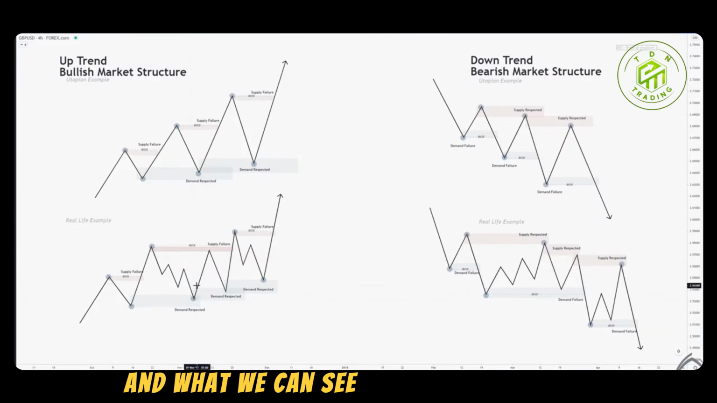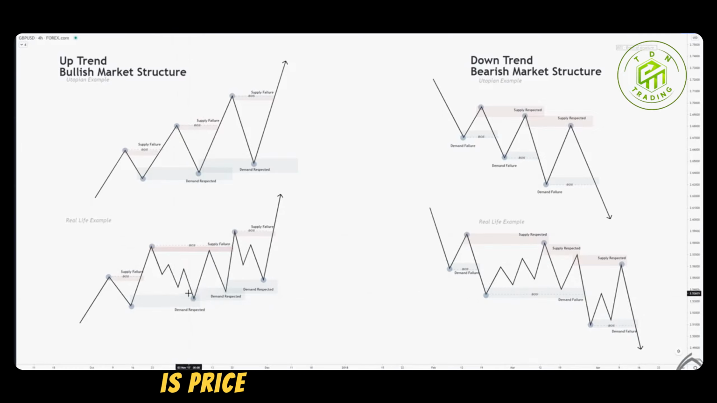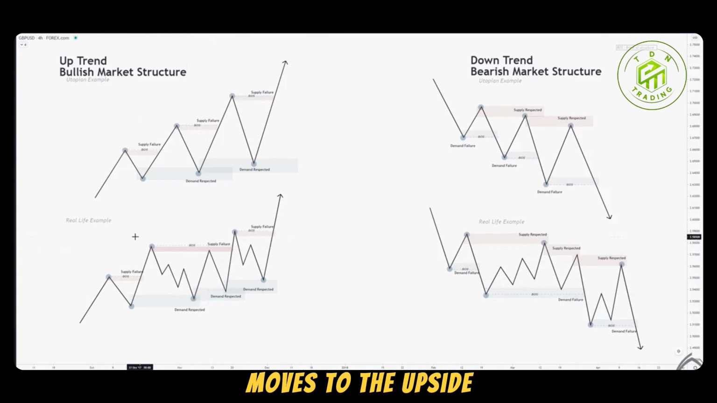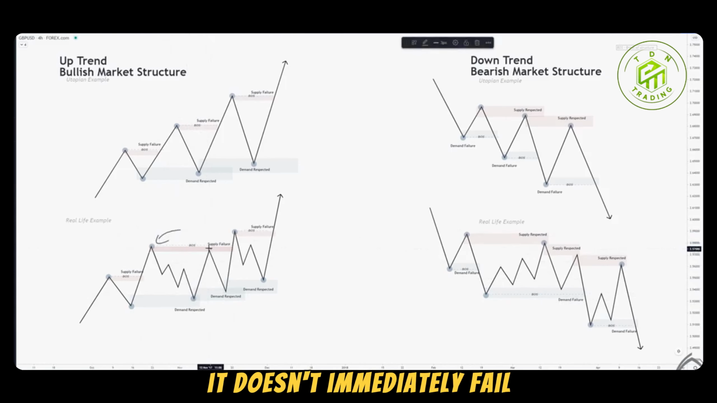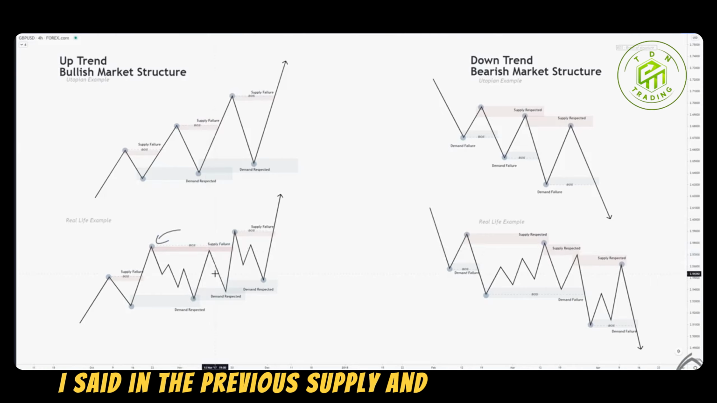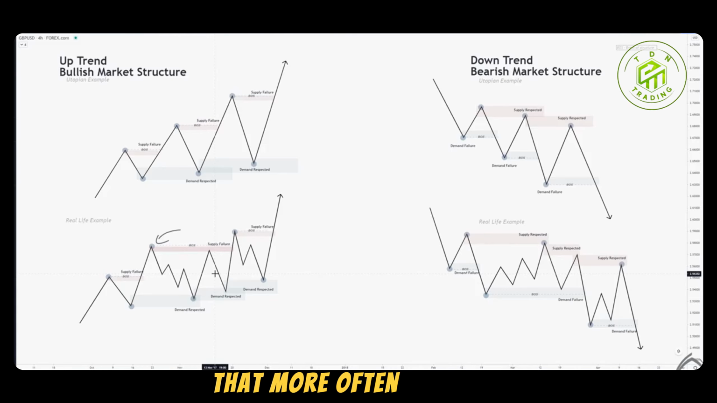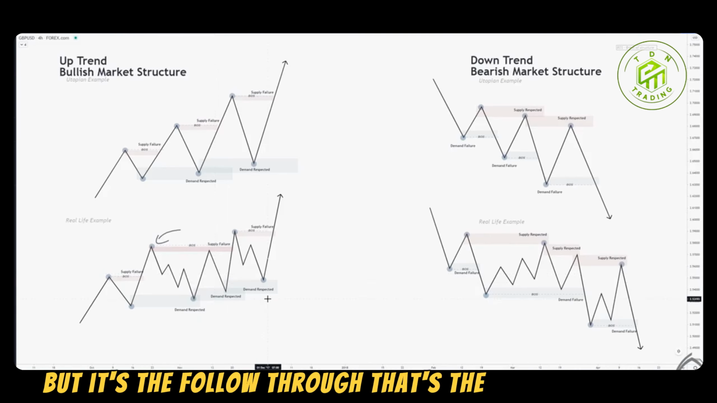And conceptually, and this is something that's quite common when we look at live charts, price respects this demand zone and moves to the upside. We tap into the previous supply zone. It doesn't immediately fail, but instead you do get a reaction. As I said in the previous supply and demand zone videos, more often than not, supply and demand zones will have a reaction, but it's the follow through that's the most important.